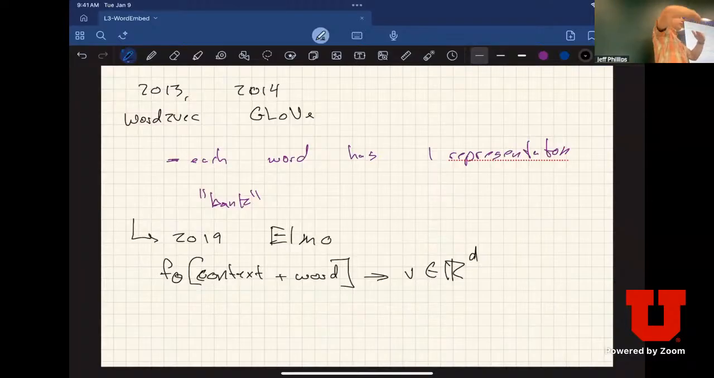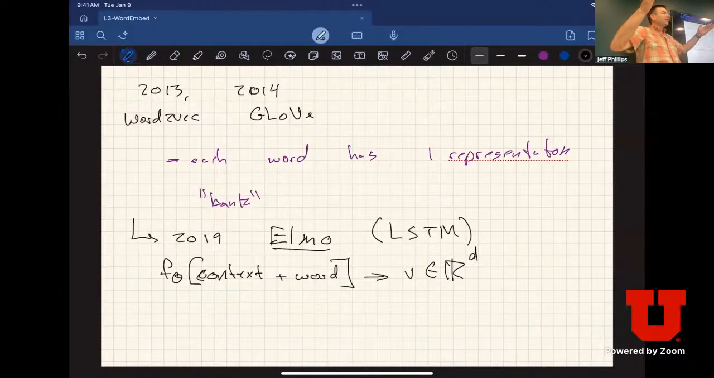This was a multi-layer neural network. The first layer ended up being like the GloVe representation, but the next layers gradually included more and more context. It still used an LSTM, which didn't allow the context window to be too big.